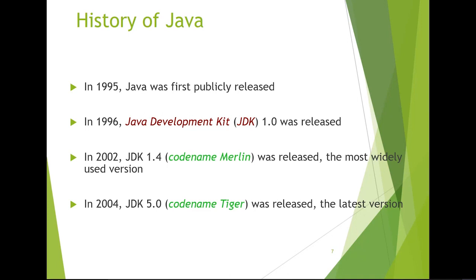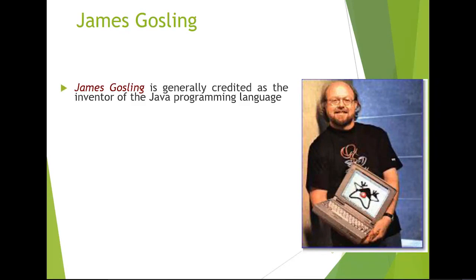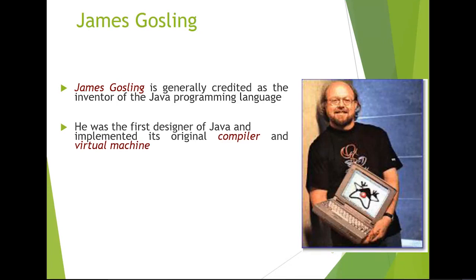So as you can see here, this is now yung poging nandyan. That is actually James Gosling. James Gosling is generally credited as the inventor of the Java programming language. Although there are three major contributors for the development of Java, James Gosling is the most credited one kasi siya yung may pinakamalaking contributions doon sa tatlo. That is also why he is considered as father of Java. He was the first designer of Java and implemented its original compiler and virtual machine.